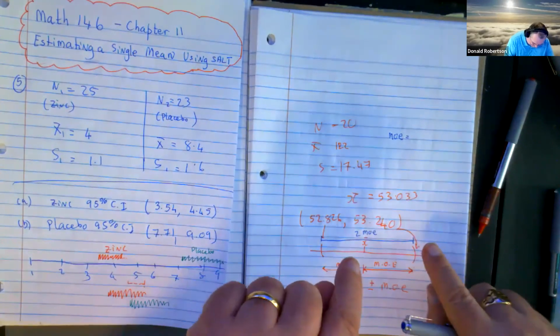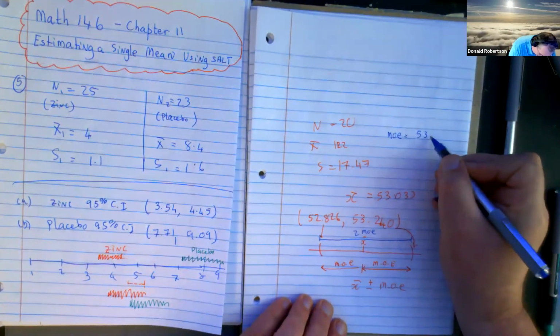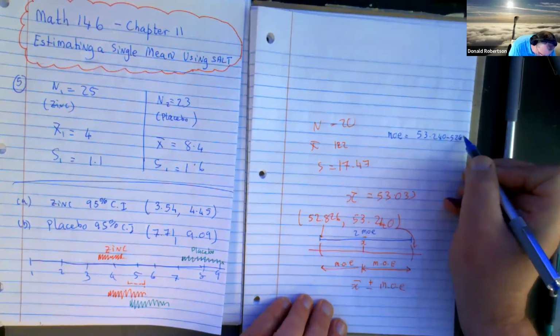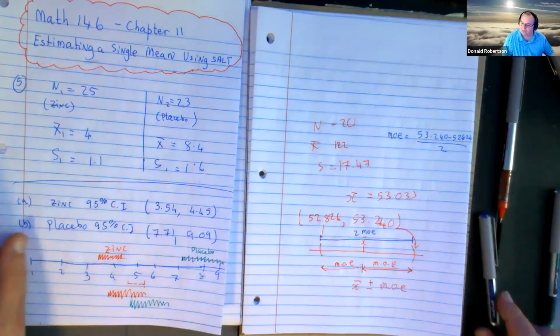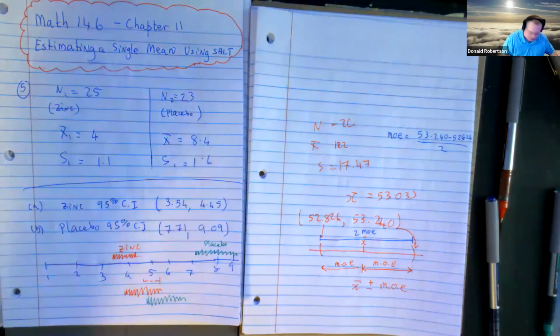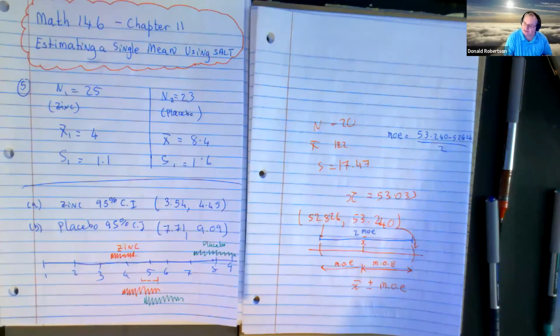Does that make sense? Now, if you want to find what one margin of error is, shouldn't you just take the distance between the start and the finish, which is 53.240 take away 52.826, and halve it? That's how you get it. So just find the total distance from the start to the finish and halve it. And that's how you get all margins of error, right? The distance from the start to the finish, big take away small, divided by 2.